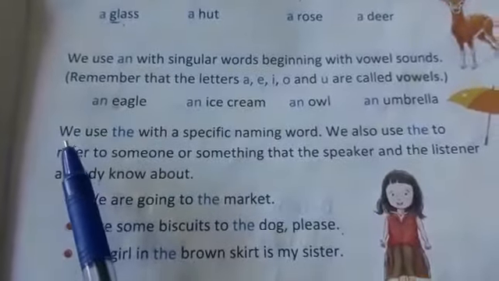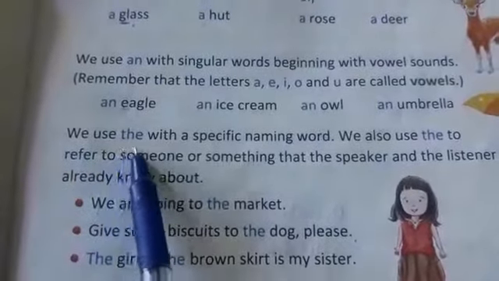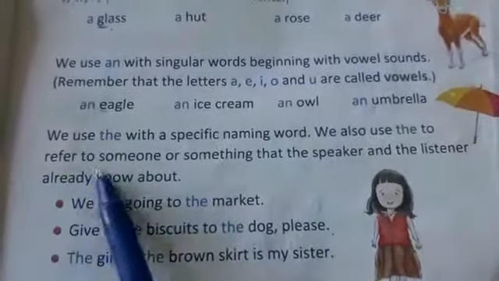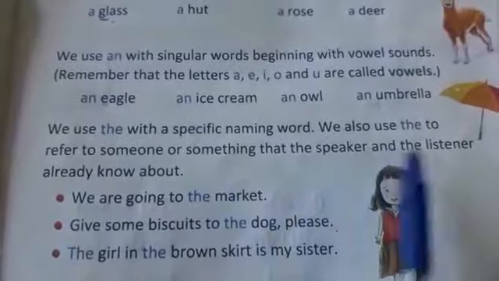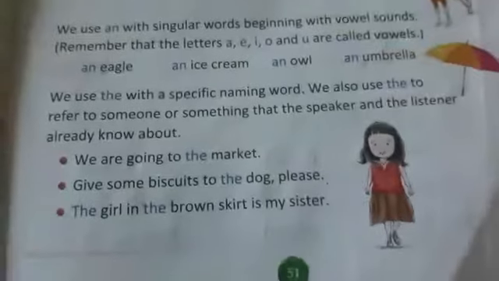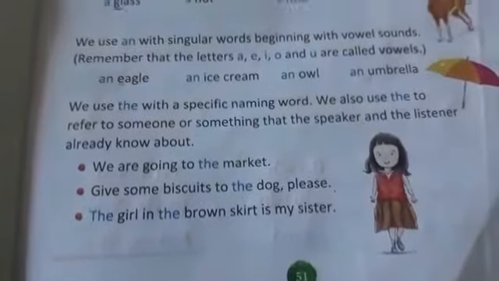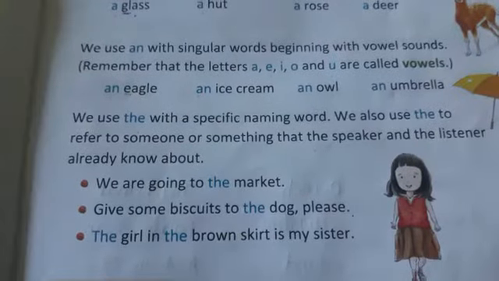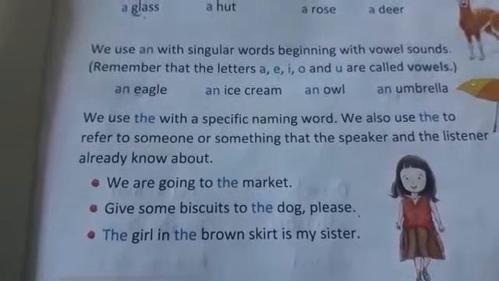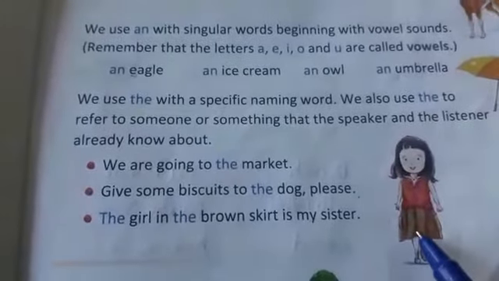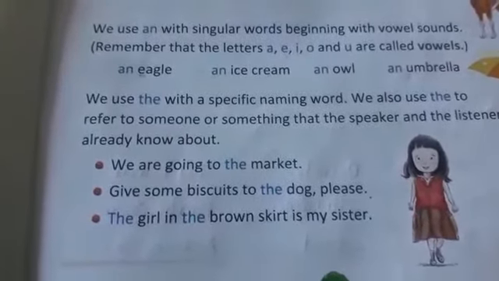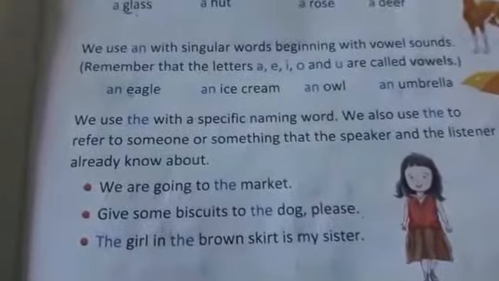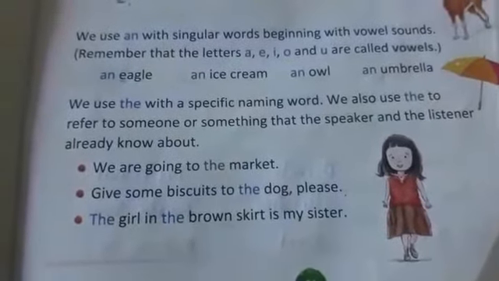Now we can see where we can use the. We use the with a specific naming word. We also use the to refer to someone or something that the speaker and the listener already know about. So we can use the before a specific naming word. Okay, what do you mean by a specific naming word? It means like the girl, the dog, the mountain, the sun, the moon. These are specific naming words. So before that we can use the.